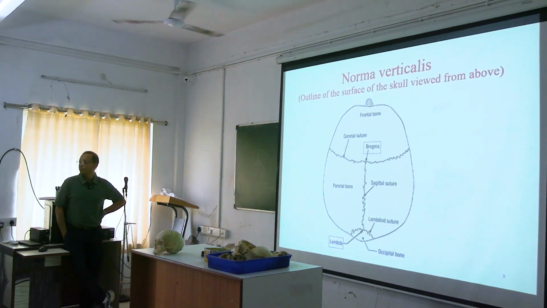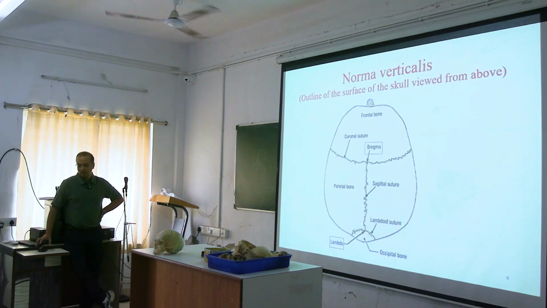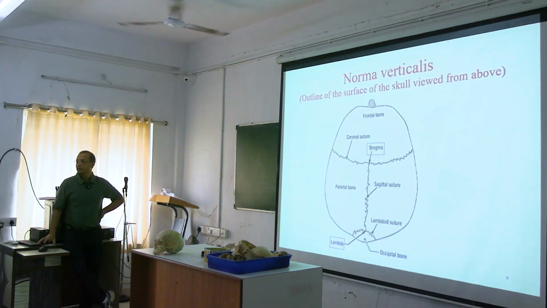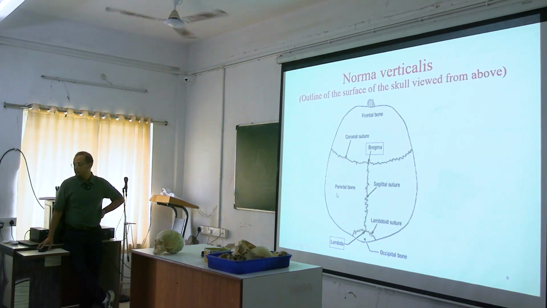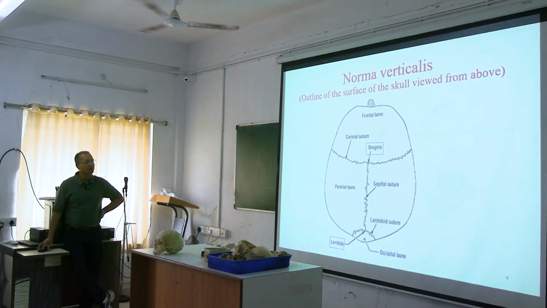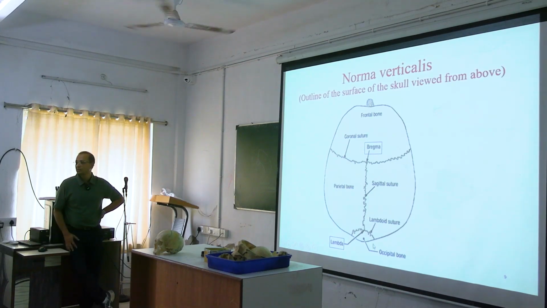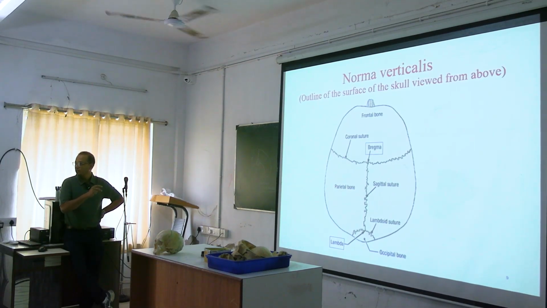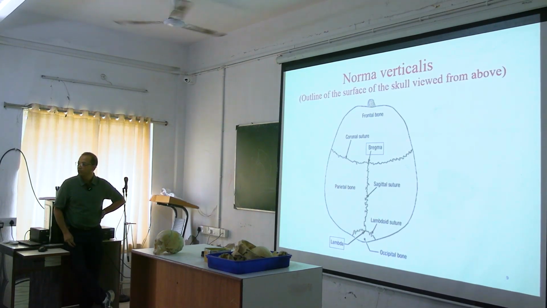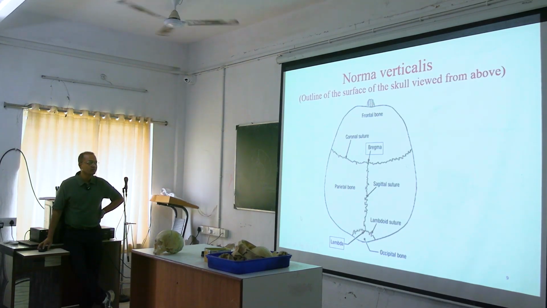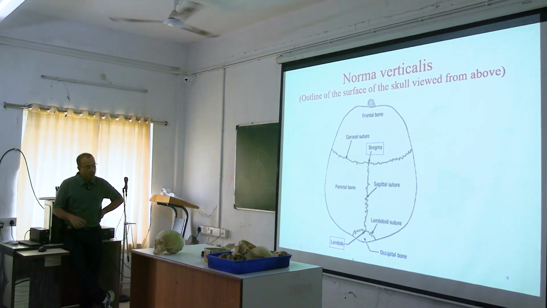So, you are looking from above. What are you going to see? If you are looking from the top, we call this view Verticalis, Norma Verticalis. What you are seeing here is the frontal bone, then the parietal bone right and left, and a little bit of occipital bone here. They make joints in between, which we call sutures or sutural joints. These sutural joints meet at some points we call bregma, lambda, etc. We will talk later about these unions.